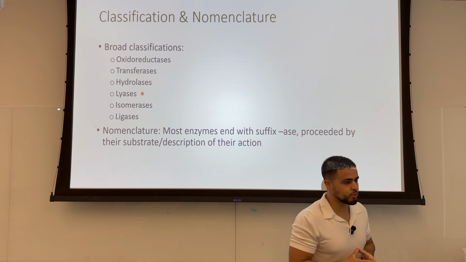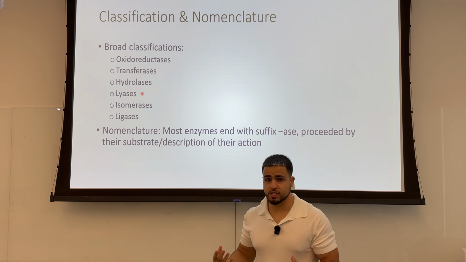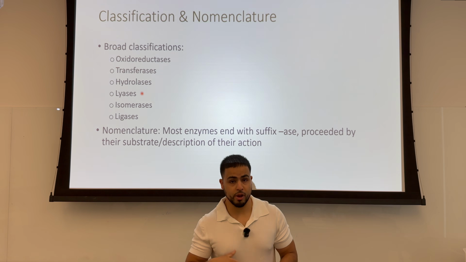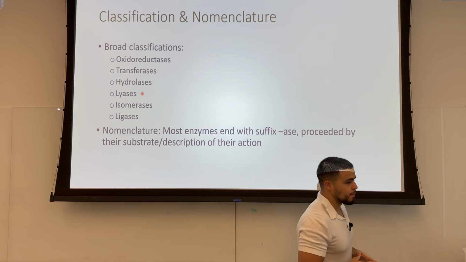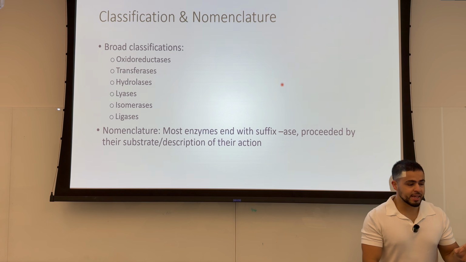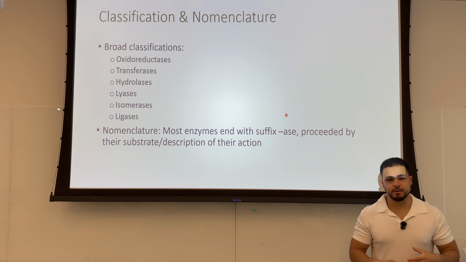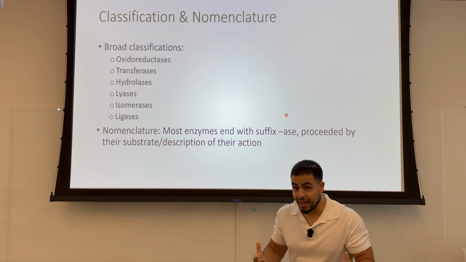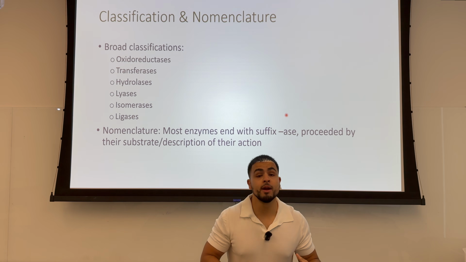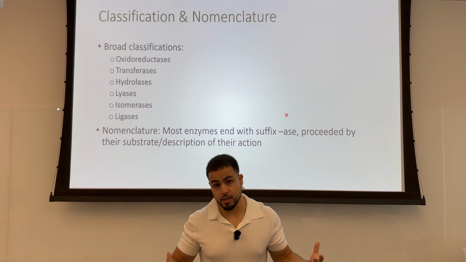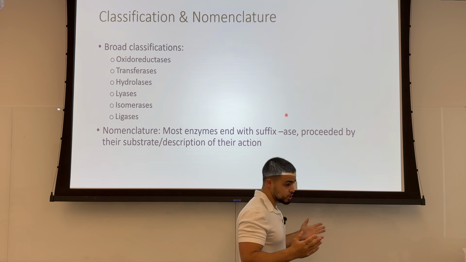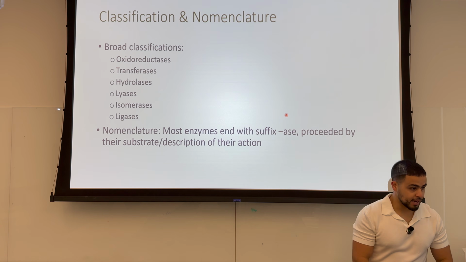There are a few exceptions where enzymes don't end with the suffix -ase. So for example, trypsin or chymotrypsin or pepsin. And then notably, many enzymes will be preceded by their substrate name. So for example, urease acts on urea, or the description of the action they perform. So for example, lactate dehydrogenase will dehydrogenate lactate.